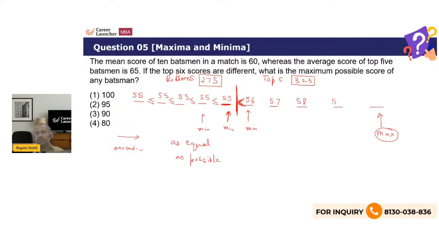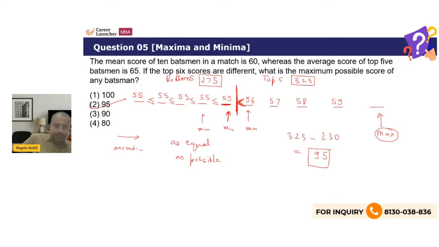And therefore whatever balance is left out, you will have for the highest. So your answer is 325 minus 56, 57, 58, 59. Add that up. Right, 56 and 59 is 115. This is also 115. So that adds up to a total of 230. So 325 minus 230, the sum of these 4 scores, and that is your answer. Right, 95 is the highest possible score that you can have.